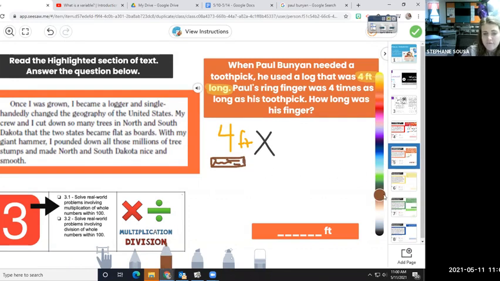His ring finger was 4 times as long as that toothpick. So if something is 4 times as long, what do you think we're multiplying by, Tim, who has vanished?